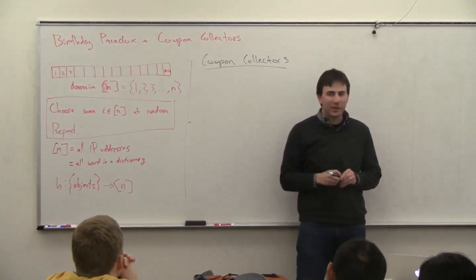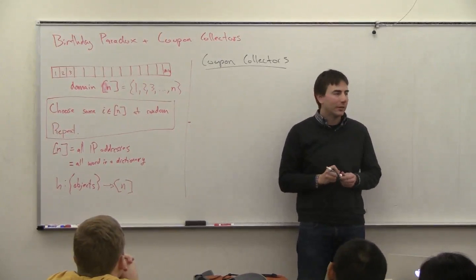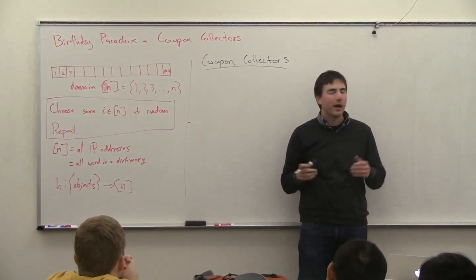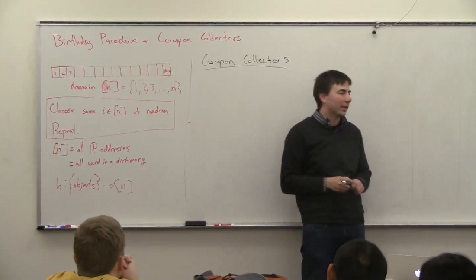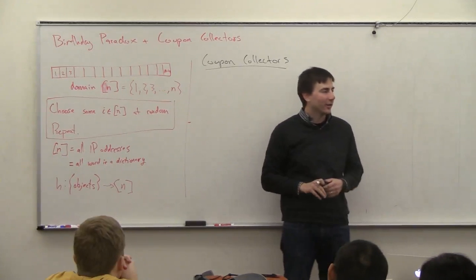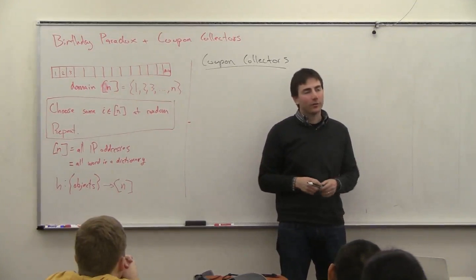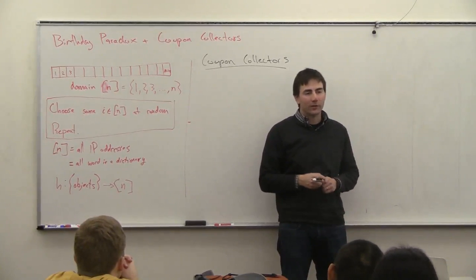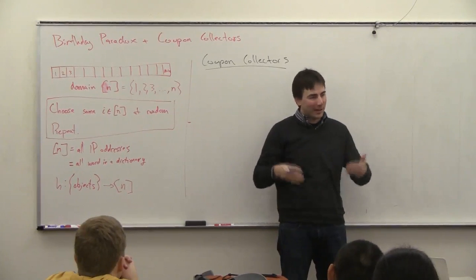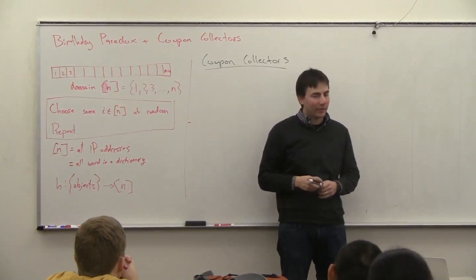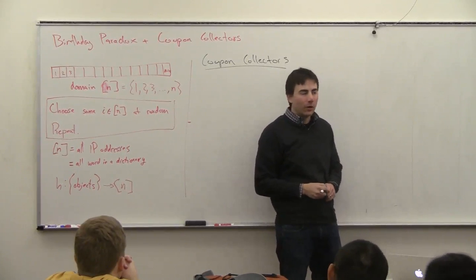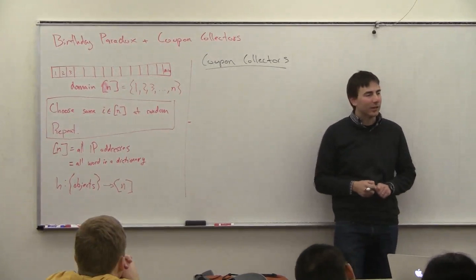So this goes back to when they would put these coupons in a box of cereal or something, and you're supposed to collect them all. And there are only eight things, or four things, so you think you only have to buy four boxes of cereal, but you always end up having to keep buying things if you're trying to get the last one, right?